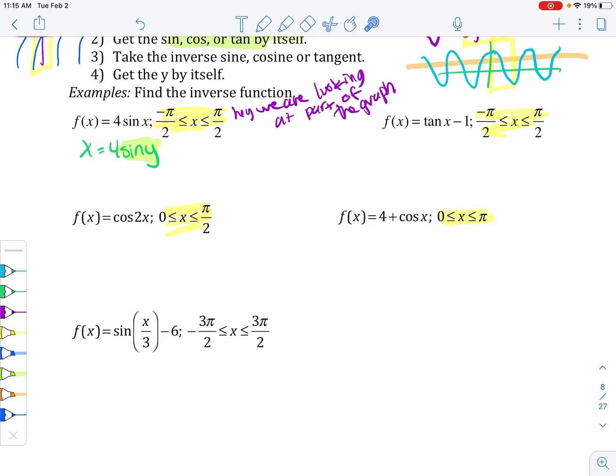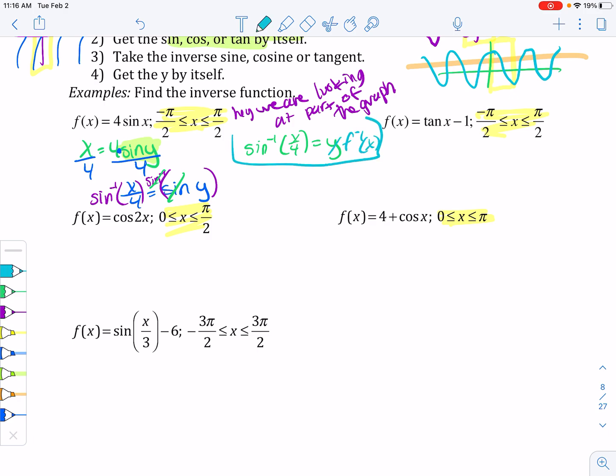doing the order of operations backwards. This one has no add, subtract outside of it. So I need to get rid of any multiply, divide. So I'm going to undo multiplying by 4 by dividing by 4. So I get x over 4 equals sine of y. So then I'm going to undo the sine with the inverse sine. So the inverse sine of the sine, they undo each other. So we end up with the inverse sine of x over 4 equals y. Okay. And then I'm going to change this to f inverse of x. Okay.